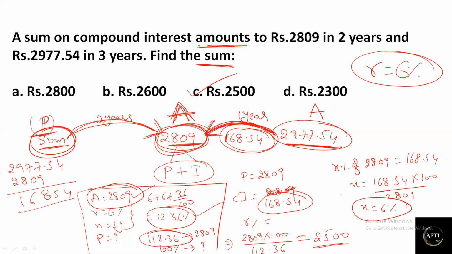But here there are two steps that you need to understand. First step is whatever the given values, take the difference and understand that the difference is nothing but interest on the previous amount calculated. That's the only logic you need to understand. It is not as difficult as you think, and I hope you all are clear with this question.